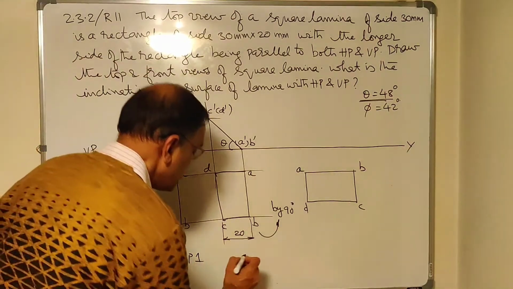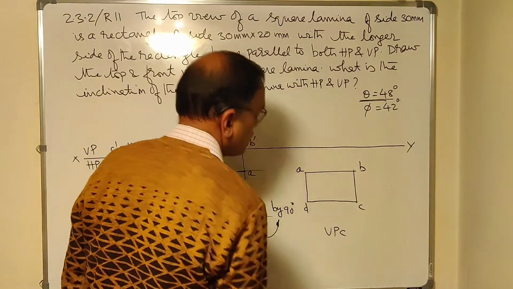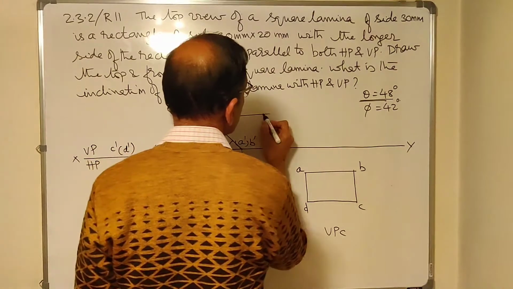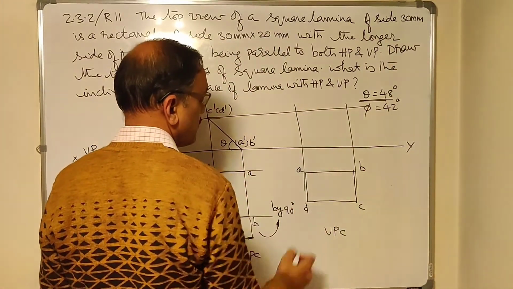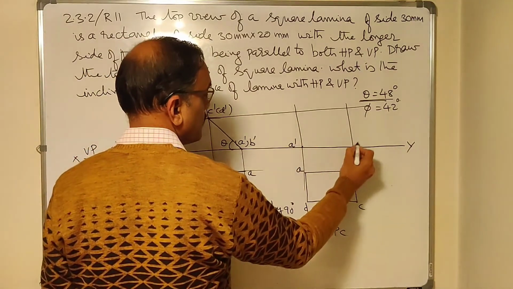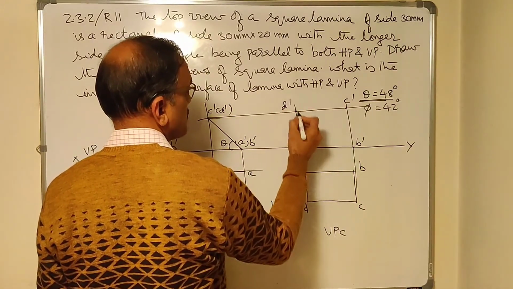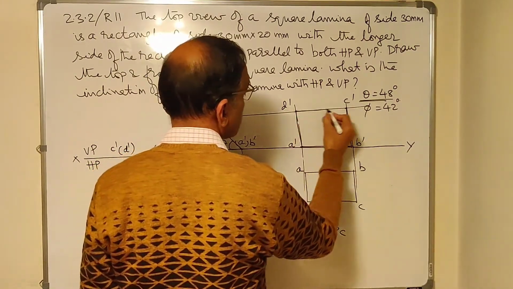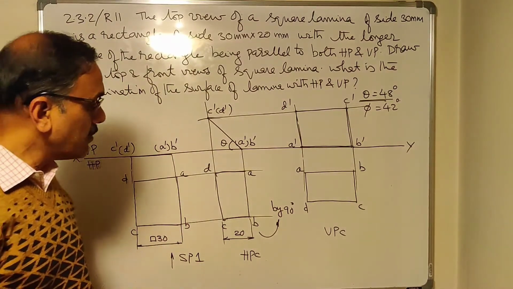So this is HPC, this is VPC. If this is the top view, how does the front view appear? Quite simple. Just draw the locus, draw the projections from here. This should be A dash, this should be B dash, C dash, D dash. This is how the front view appears in the final step. That completes the problem.